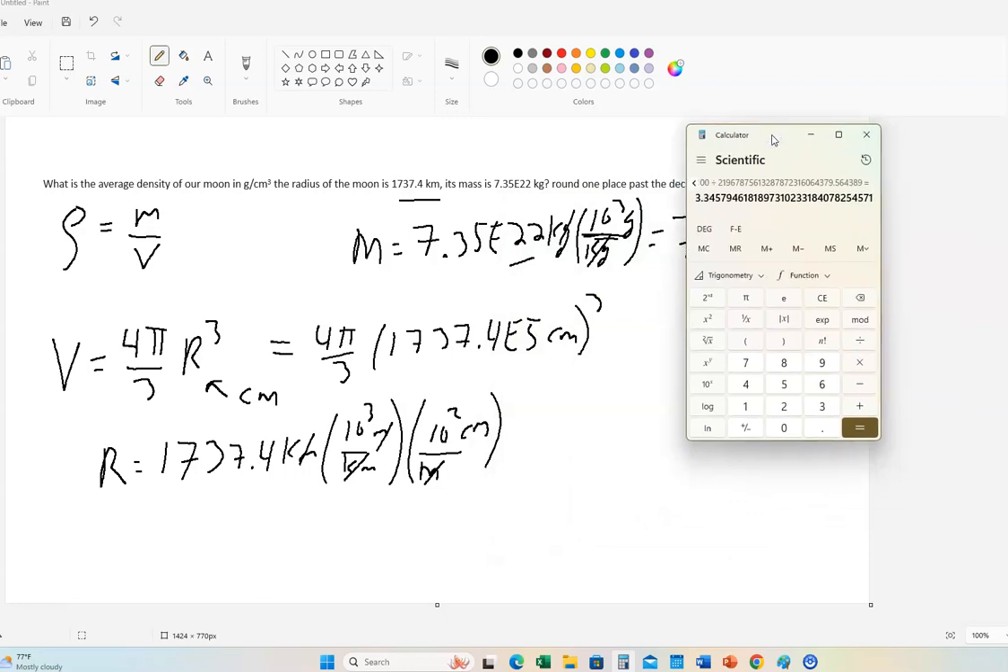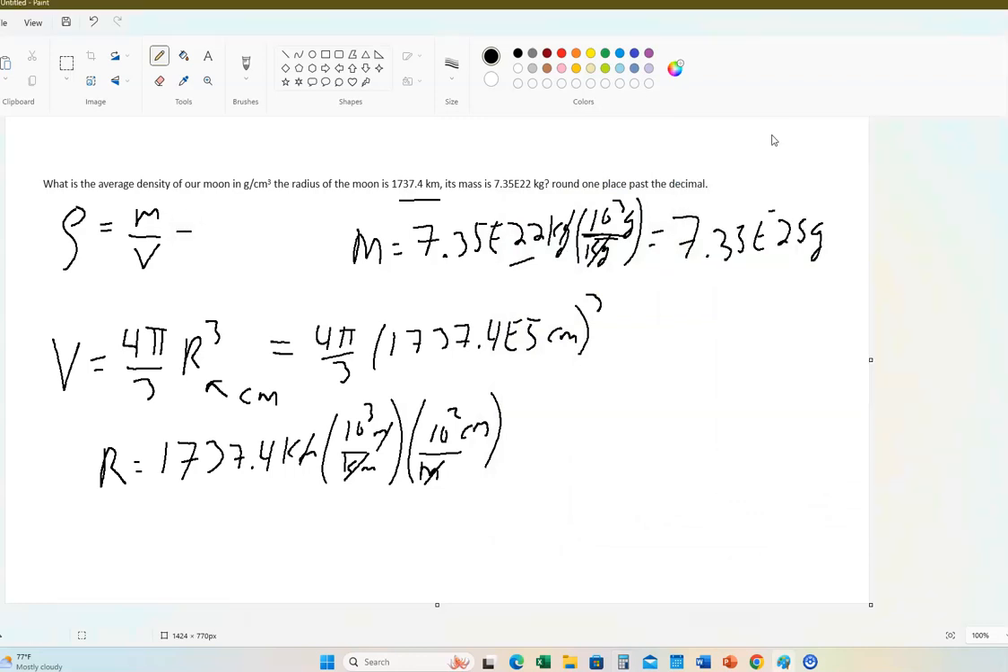So the answer turns out to be 3.3 grams per centimeter cubed. Right? So remember, this is the numerical value that you wanted to get. All right, let's do number 5.